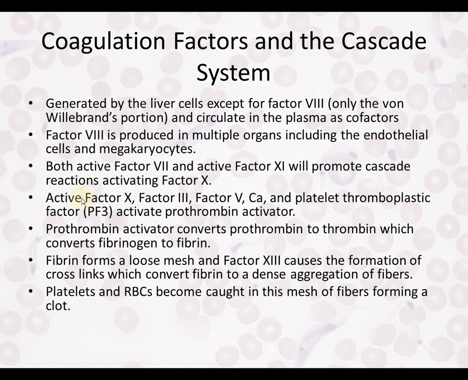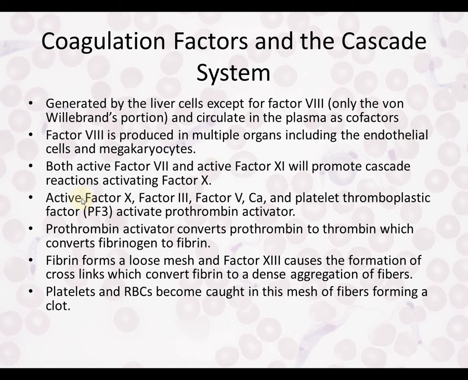Coagulation factors in the cascade system. The coagulation factors are generated by the liver cells except for factor VIII, or at least the von Willebrand's portion of factor VIII, which is produced in multiple organs, possibly the endothelial cells and the megakaryocytes.